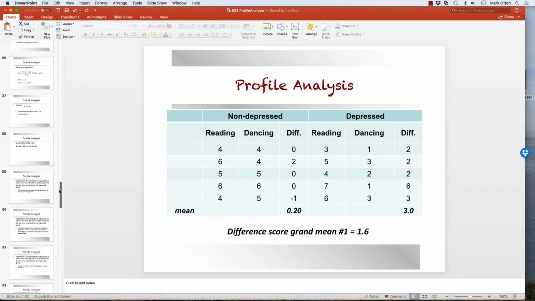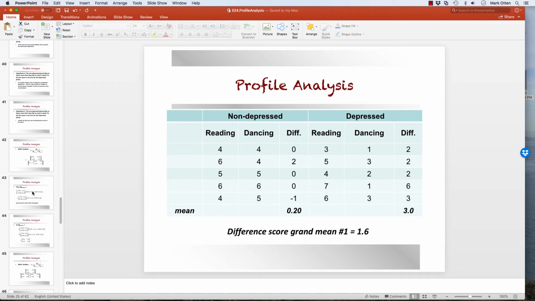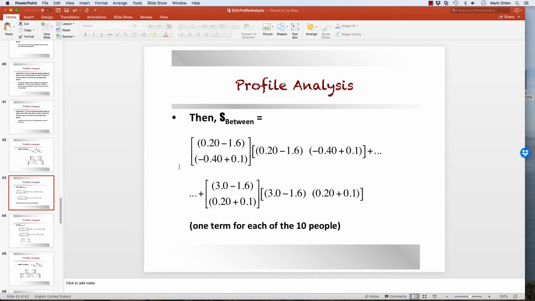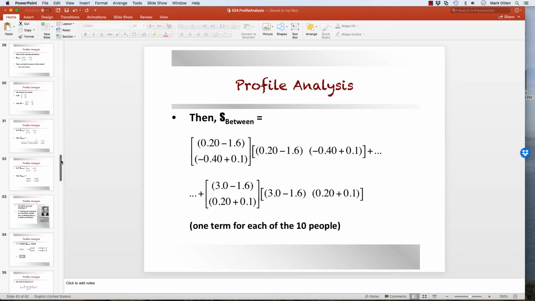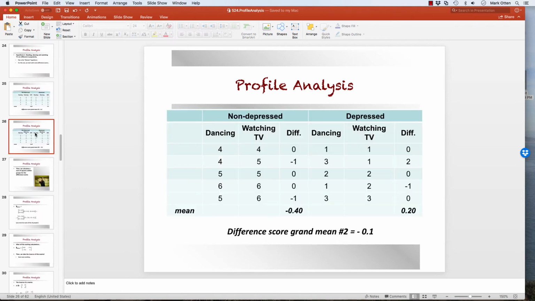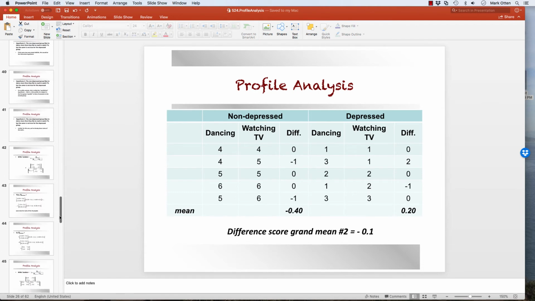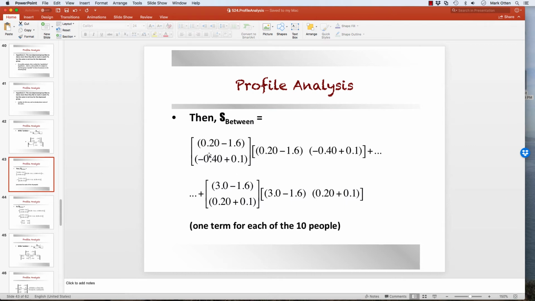All right, so let's go back to our sum of squares between. The 0.2 minus 1.6 appears in your sum of squares between calculation in the top of the vector. The bottom of the vector here, negative 0.4 plus 0.1. We're going to go back to negative 0.4. That is the non-depressed group on the second comparison here, dancing minus watching TV. Subtracting negative 0.1, so that's a plus 0.1, right? Minus a negative. So those go in for your first term here, and then since it's a sum of squares between, we're going to repeat this 4 times. So you're going to just have that multiplication there and put a 4 out in front.